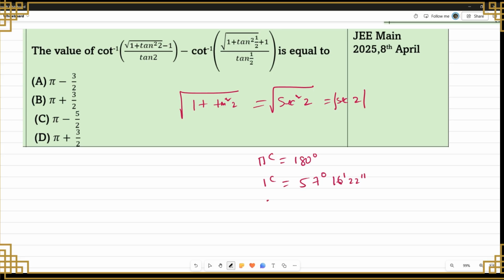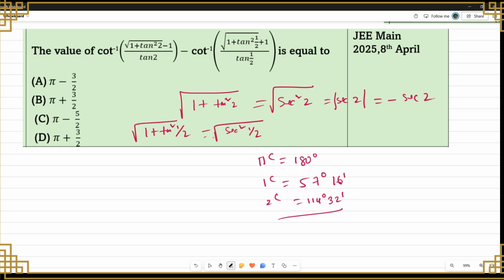So, if 2 radian, if I don't remember this part, no problem. 2 radian will be what? 114 degree 32 minutes. See, this is the obtuse angle. Sec 2 is negative over there. So this is going to be minus sec 2. Clear? And root over 1 plus tan square half, if you consider sec square half, this is nothing but sec half.